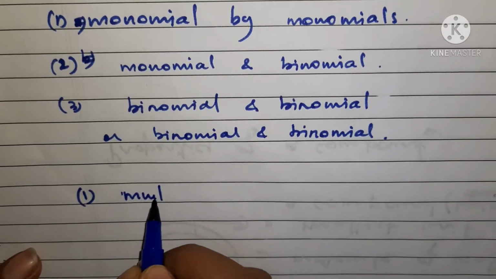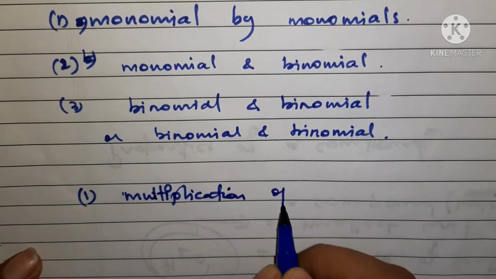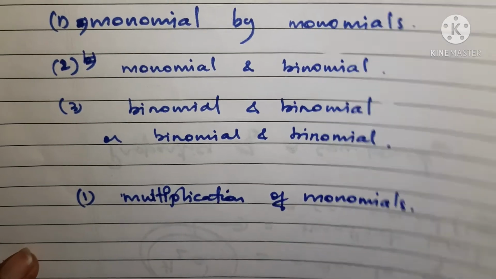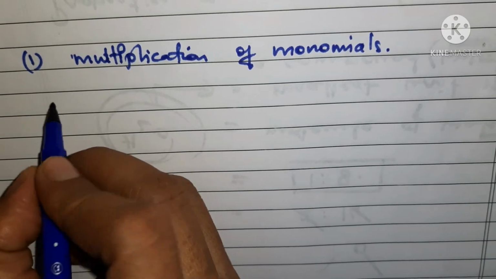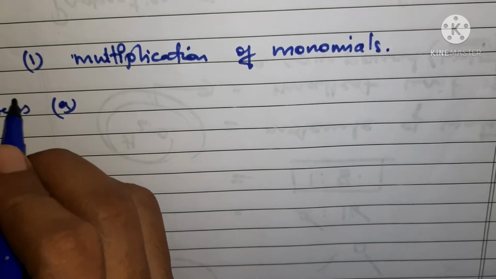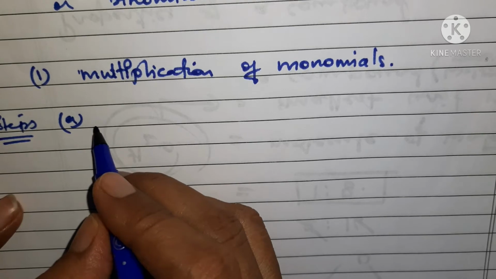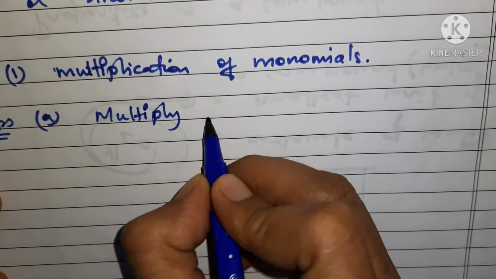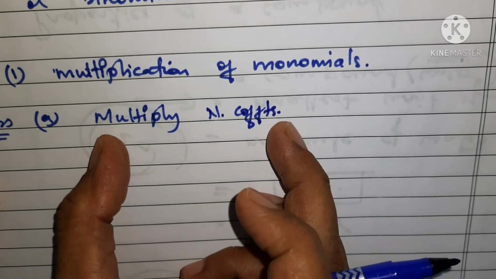Multiplication of monomials. Let us try to understand what we have to do in case of multiplication of monomials. In this case we have a rule, or you can say steps. What steps do we have to keep in mind? The first step, or step 1, is what? You have to multiply first of all the numerical coefficients. The very first thing which you have to do is to multiply the numerical coefficients.